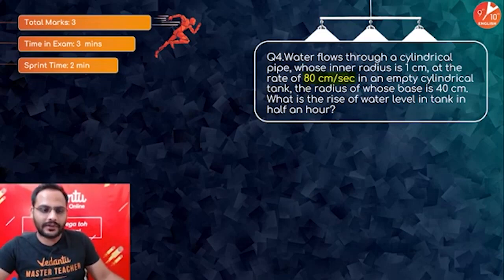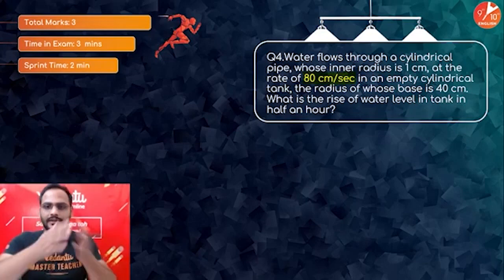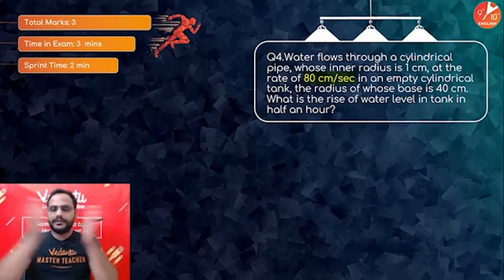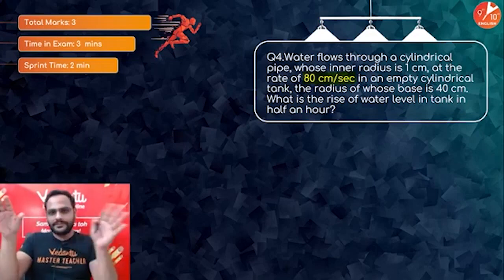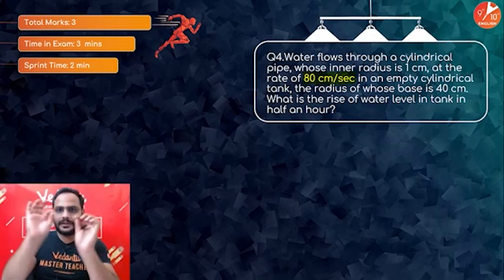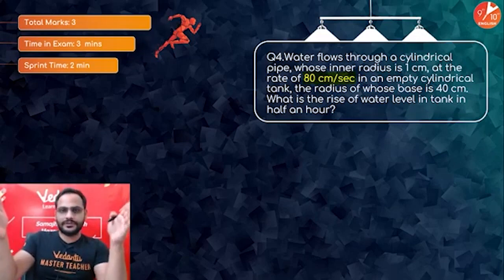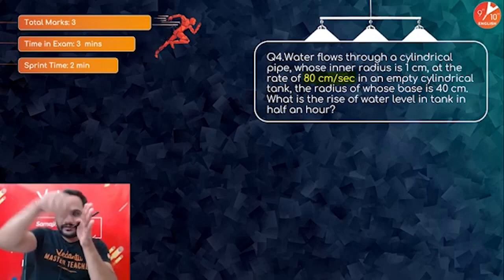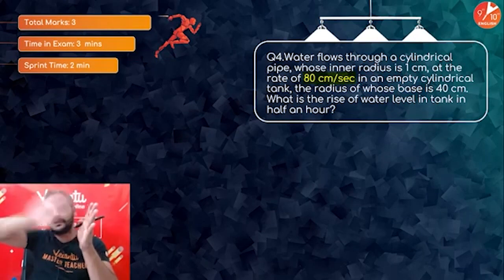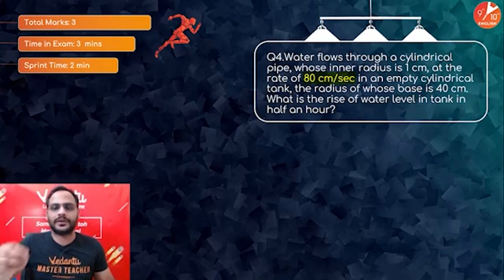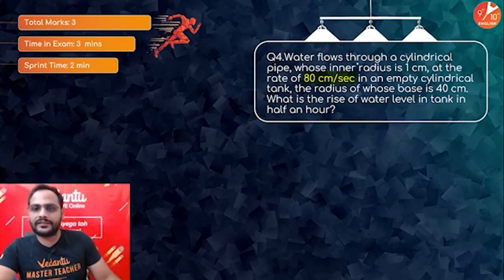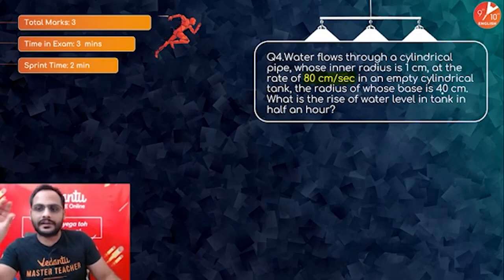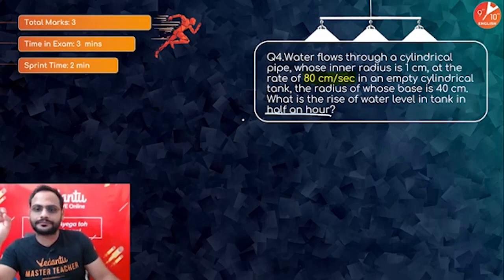For example, if I want to explain this to you, see, this is the pipe over here. So 80 centimeter per second means that if this pipe is completely filled with water, every second an 80 centimeter length, whatever amount of volume of water is there, that much volume has been transferred outside. That is what it is saying. Okay? So water is flowing through this pipe into an empty cylindrical tank. Radius of the cylindrical tank is given as 40 centimeter. What is the rise of water level in the tank in half an hour?